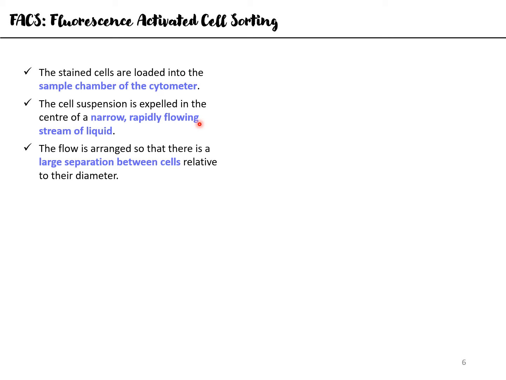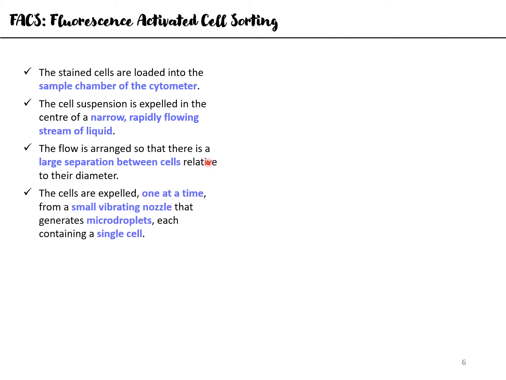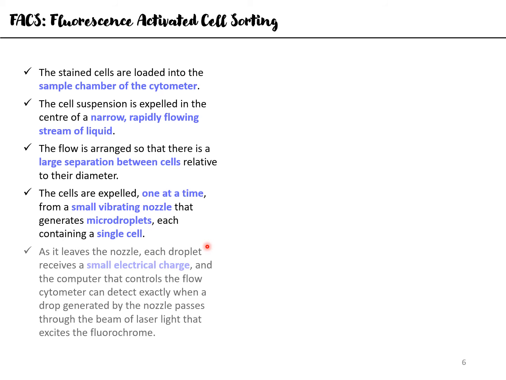Okay, so therefore the suspension should not be very concentrated or confluent, and it should be pretty dilute to allow for this separation. So the cells are expelled one at a time from a small vibrating nozzle that will generate microdroplets. Each microdroplet will contain a single cell. Okay, so it's in a stream of liquid and the stream is expelled from this vibrating nozzle. As it comes out, it forms these microdroplets, each having a single cell.